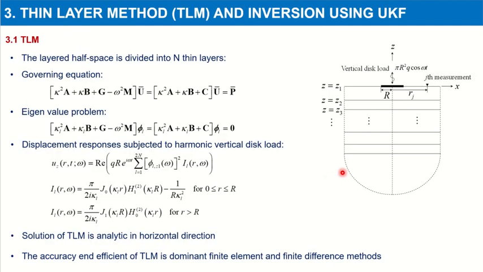The next is the thin layer method. We use the thin layer method to obtain the response of the layered half space problem. For this method, the layered half space is divided into some thin layers, and we have the governing equation related to some matrices from the finite element discretization of the problem.